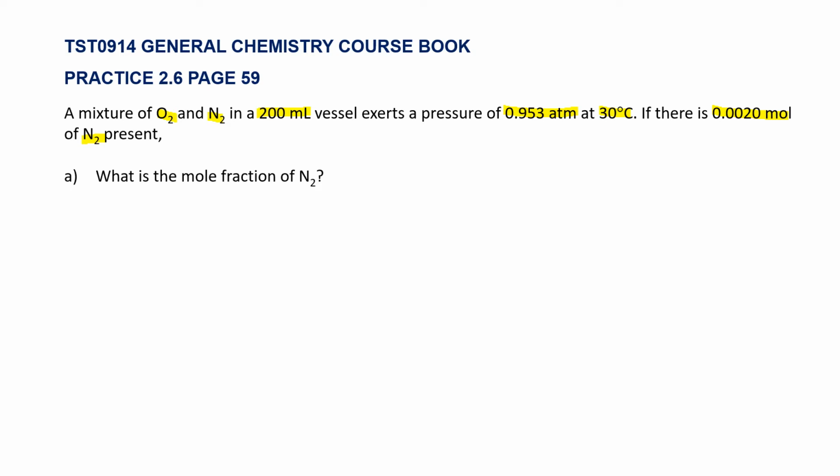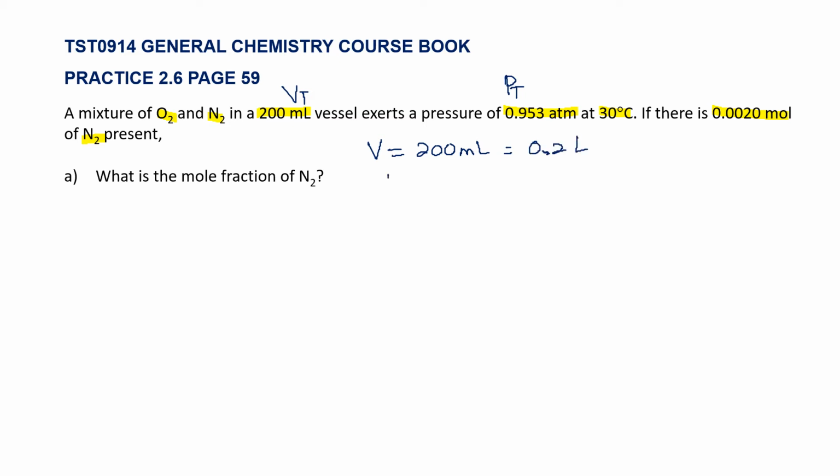To find the mole fraction of N2, we need to know the total number of moles of the gas mixture. Therefore we can use PV equals nRT to find the value of N total, because we have the information about the volume, the V total, and also the P total. Before we use PV equals nRT, make sure you change the unit for volume. We have 200 ml, so it is equal to 0.2 liter.